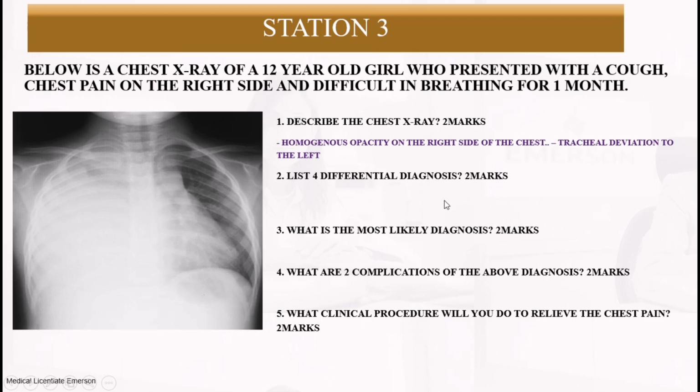Then we also have tracheal deviation to the left. So this is the trachea. As you can see, it's not centrally located. It's deviated to the left side. This is the left side.